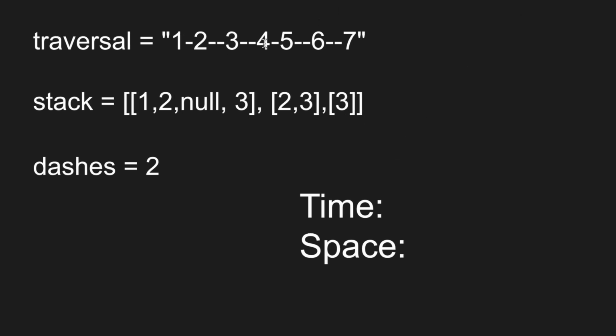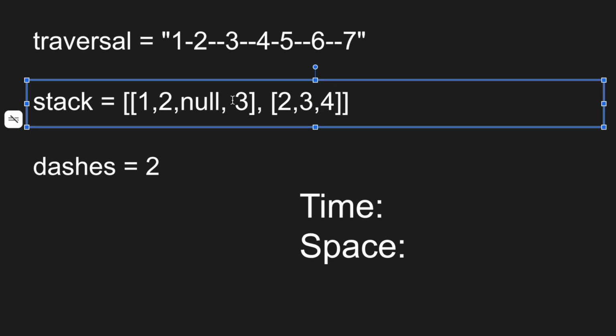So now we come to the number 4. It also has 2 dashes beforehand, but the stack has a length of 3, so we need to pop from the stack. Now that they are equal, we can look at 2. 2 does have a left, so we add 4 to the right, and append.